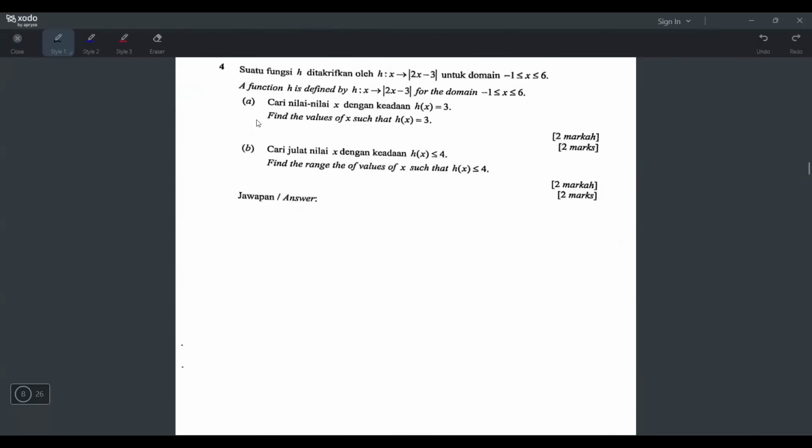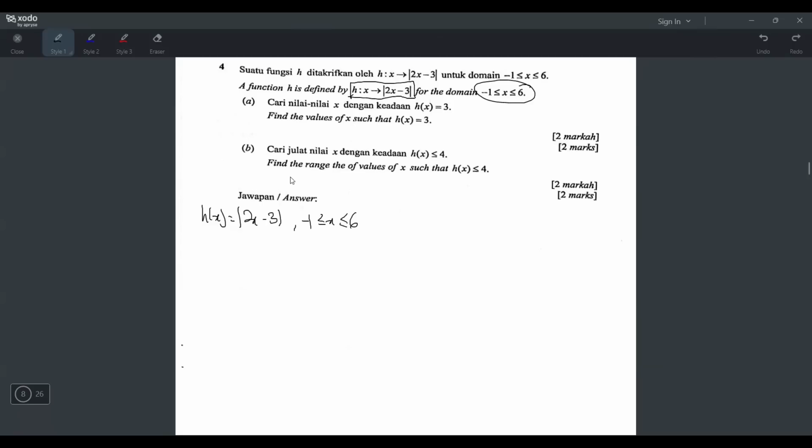Okay, let's do number 4 now. A function h is defined by h(x) equals modulus 2x minus 3. Let's write it down. So modulus 2x minus 3, for the domain negative 1 to 6. Okay. I think this is a function question, right? So A says find the values of x such that h(x) is 3. And then B, they say find the range.